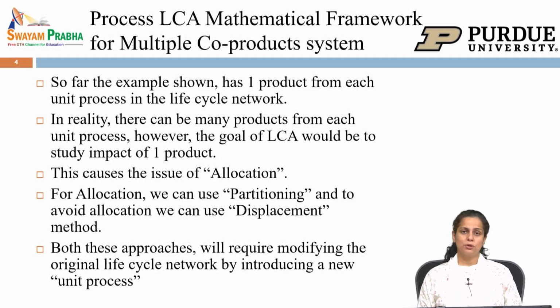So, this will cause the issue of allocation. We have covered the topic of allocation and the complexities of dealing with allocation in LCA systems and recycling systems in the previous module. Here we will see a simple example of applying the process network algebra in case of first avoiding allocation, where we would be using the displacement, and then the partitioning, which is a simple way forward to use allocation if we do not have detailed information to use displacement. Of course, we will see that applying both of these approaches will require us to modify the original life cycle network by introducing a new unit process.